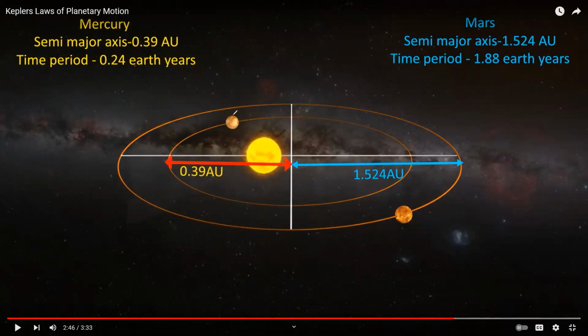Now here they have taken 2 planets. What are the 2 planets? One is Mercury. Another one is Mars. So let me take 2 planets around the Sun. Now do you think that both are in the same orbit or different orbits? Different orbits. So if I consider different orbits, definitely the semi-major axis is different.